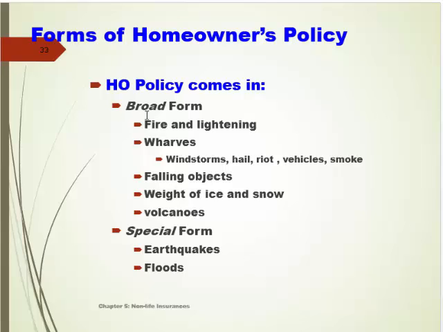But the HO policy, the homeowner's policy, comes in a couple of forms. You have the broad form and you have the special form. This essentially refers to the risks that you're insured for. So the broad form says you're covered for fire and lightning, things referred to as wars: windstorms, hail, riots, vehicles that may hit your house, smoke, falling objects, volcanoes.